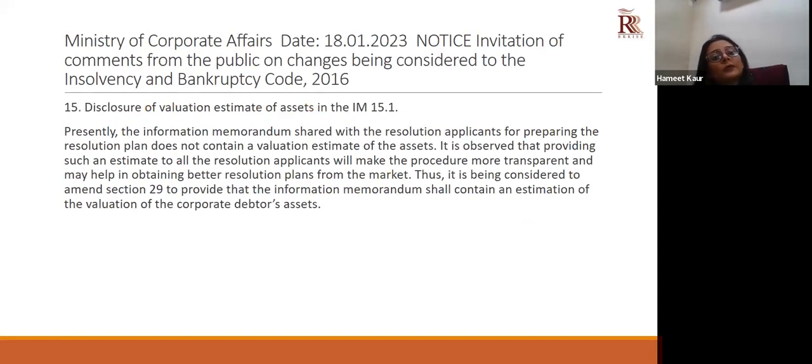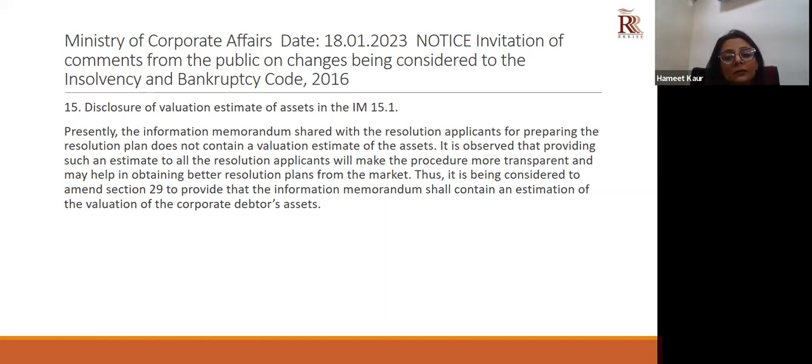Even the Ministry of Corporate Affairs, in the discussion paper of 18th January 2023, which invited comments from the public on the changes being considered, had talked about the disclosure of valuation estimates of assets in the IM, which has still not been proposed or incorporated. But yes, the proposal was that presently the IM shared with the RAs for preparing the plan does not contain a valuation estimate. It is observed that providing such an estimate to all the RAs will make the procedure more transparent and may help in obtaining better resolution plans for the market.